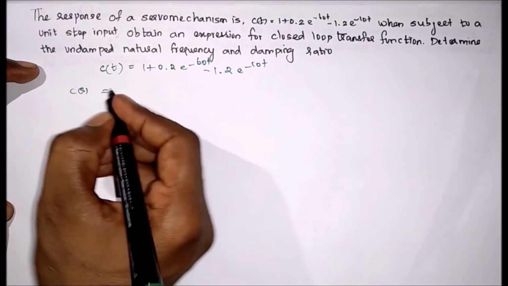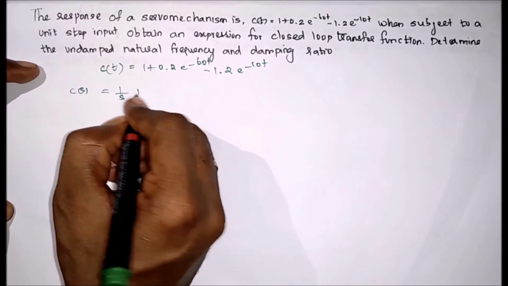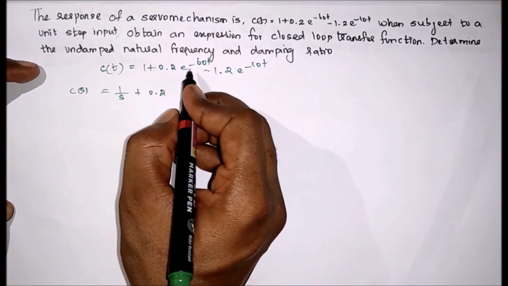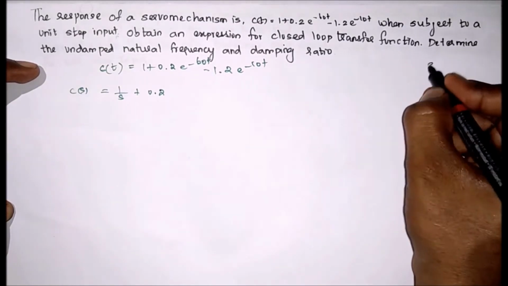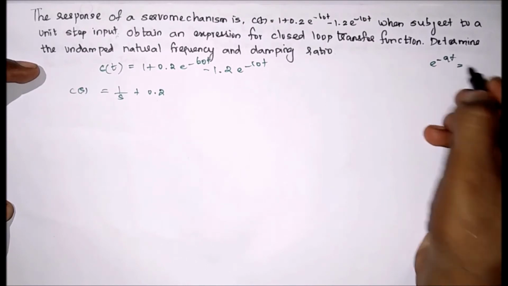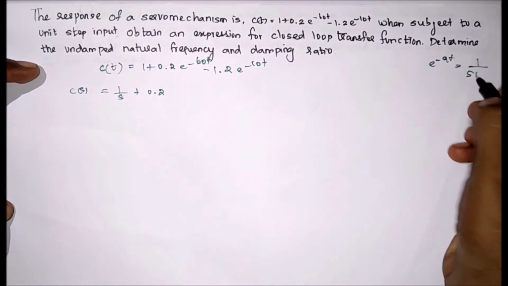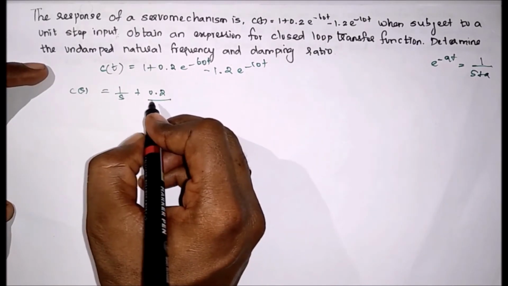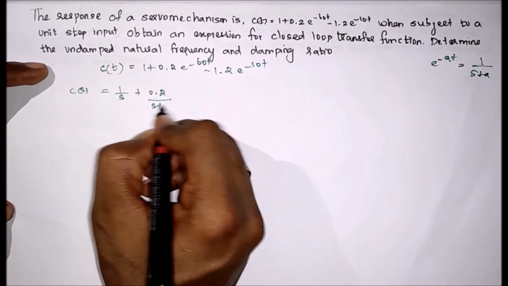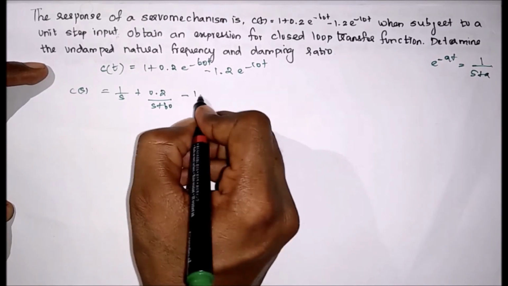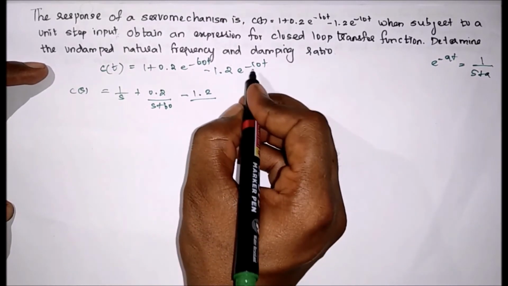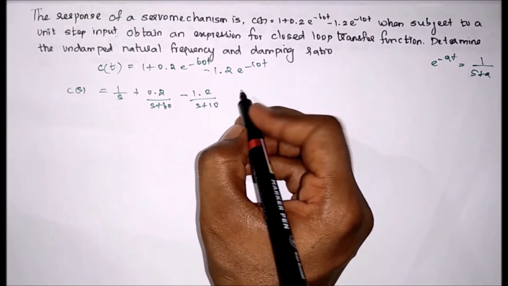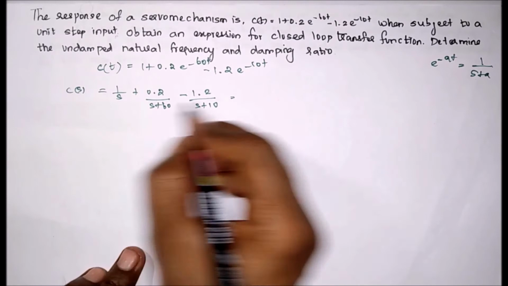We know the Laplace transform of 1 is 1 by s. Next, 0.2 into e power minus 60t: we know the Laplace transform of e power minus a t equals 1 by s plus a. Therefore, 0.2 divided by s plus 60, minus 1.2 divided by s plus 10, which is also in the same form. So now we can take the LCM.